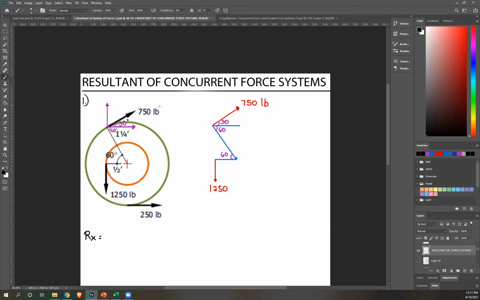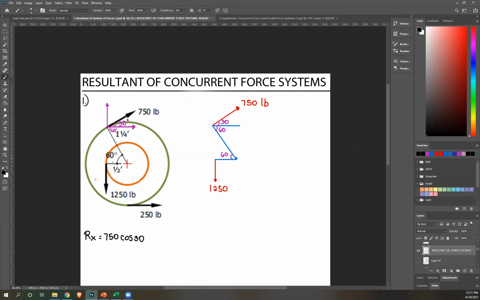Okay. Let's start with this force. We're given an angle, so we're going to use the equations involving angle. So X component is F cosine theta. So F, 750 cosine 30. To the right, sign convention still applies. It's to the right, therefore positive.